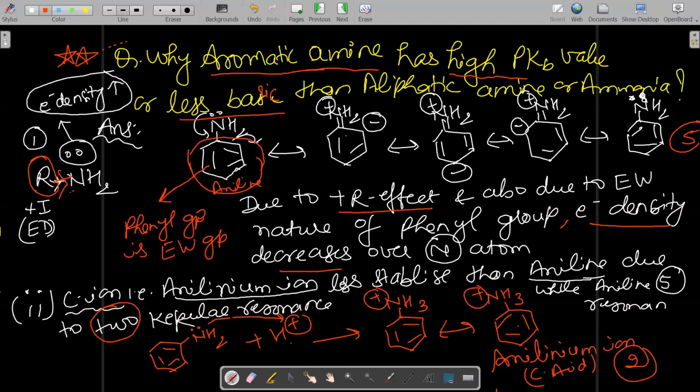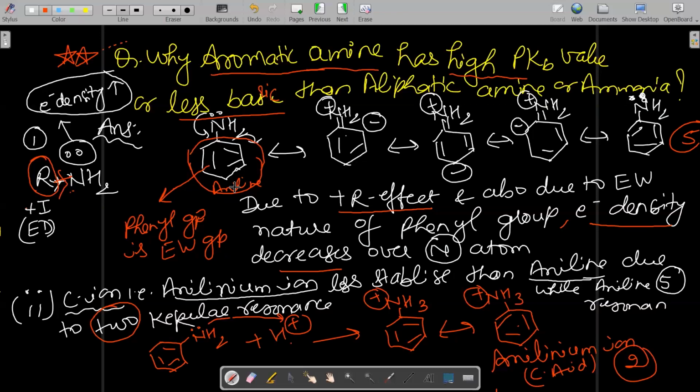So in short, you can say aromatic amine is less basic in nature because of, first, electron density decreases, and second, their conjugate ion is less stabilized. Okay, I hope it is clear.